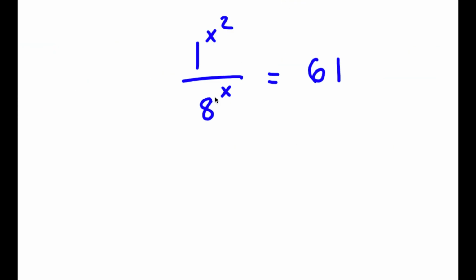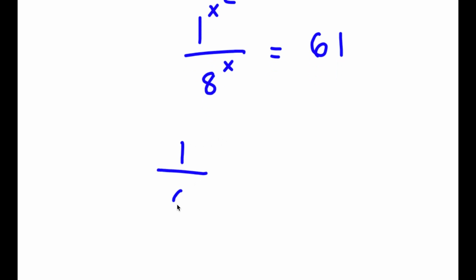Alright, so in this problem, I have 1 to the power of x squared over 8 to the power of x is equal to 61. So to solve this, first off, 1 to the power of any number is going to equal to 1, meaning 1 to the power of x squared, that's simply equal to 1. So now I have 1 over 8 to the power of x is equal to 61.